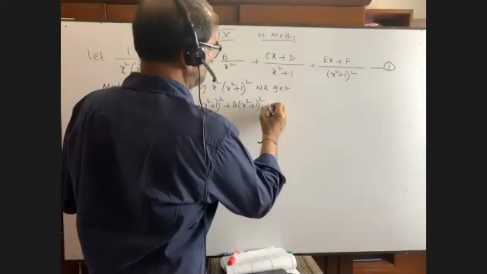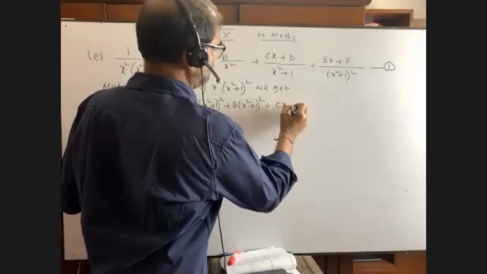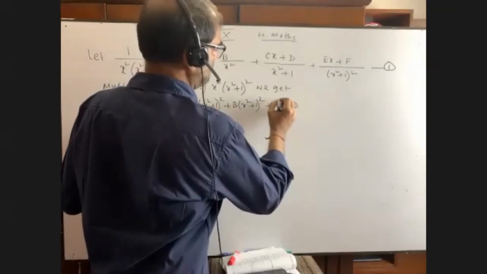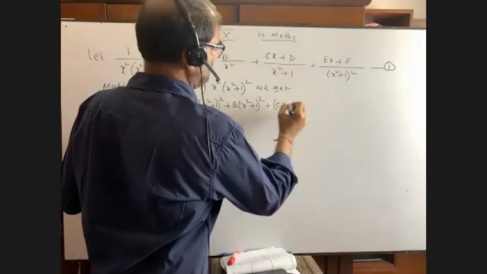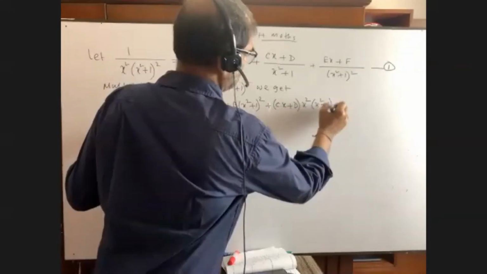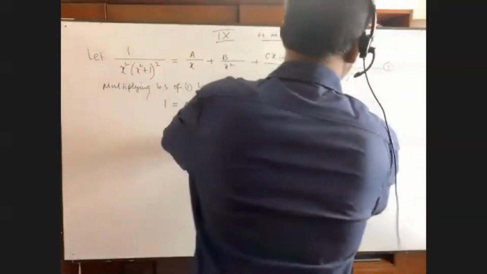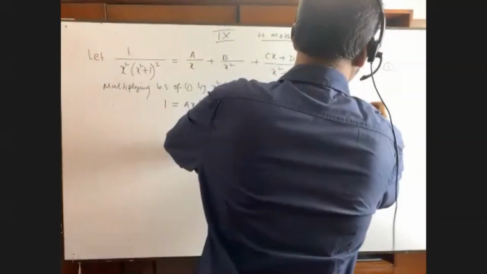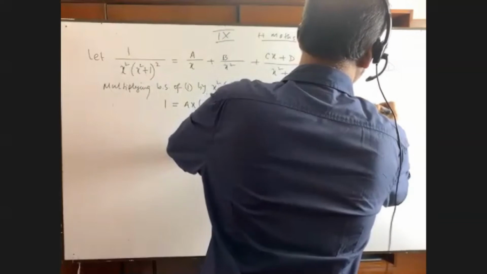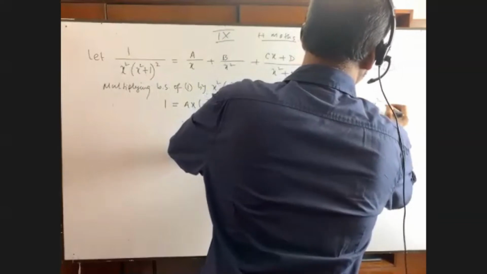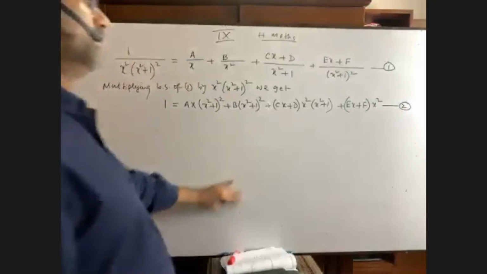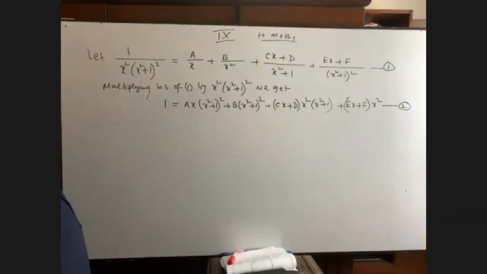Then cx plus d into x square plus 1. Then ex plus f into only x square. This is 2. What value can be put here? We know only one value, that is x equals to 0. No other value is known.